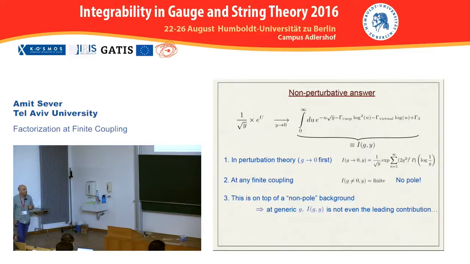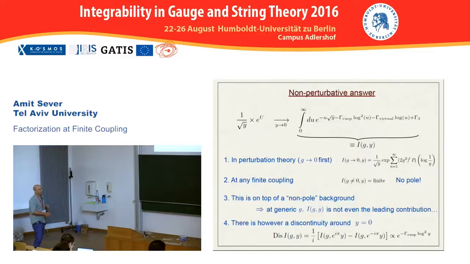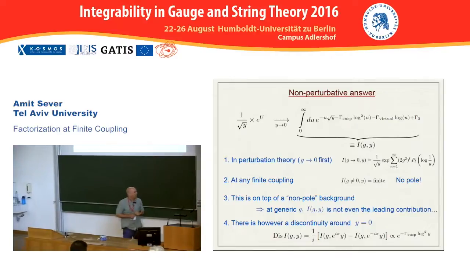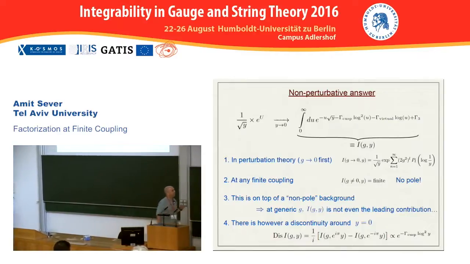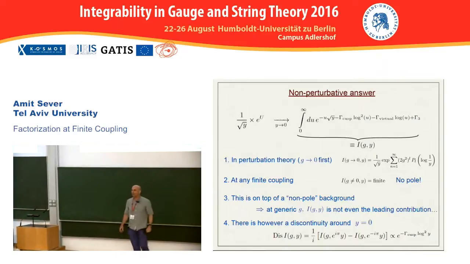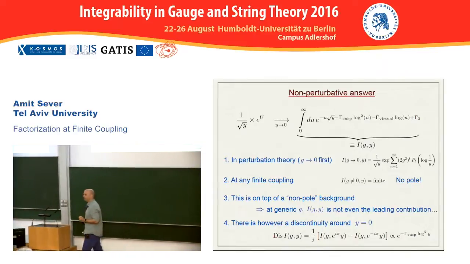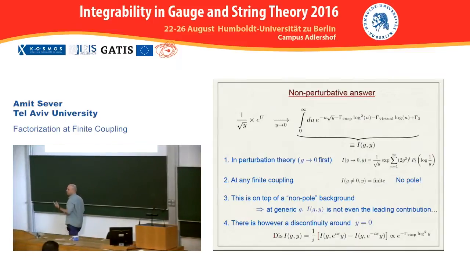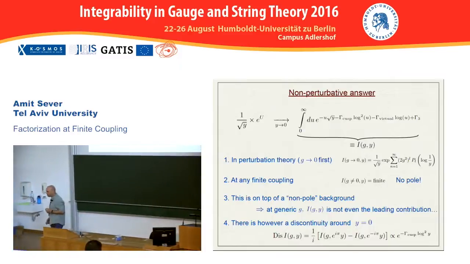And indeed, something happens there: the finite coupling result has a discontinuity around this point. We can take this integral and compute a discontinuity in y around this point. When you compute it, you find that this integral indeed has a discontinuity, and this discontinuity is exponentially suppressed by gamma cusp times the log of the distance to the factorization square. In other words, there is a discontinuity, and it's exponentially suppressed as you go to the factorization limit.